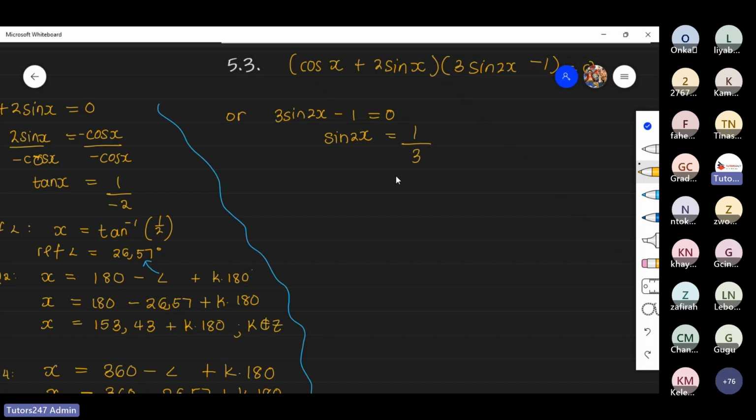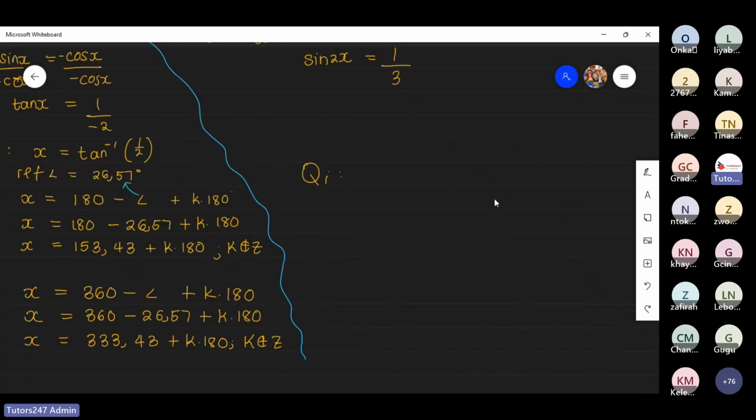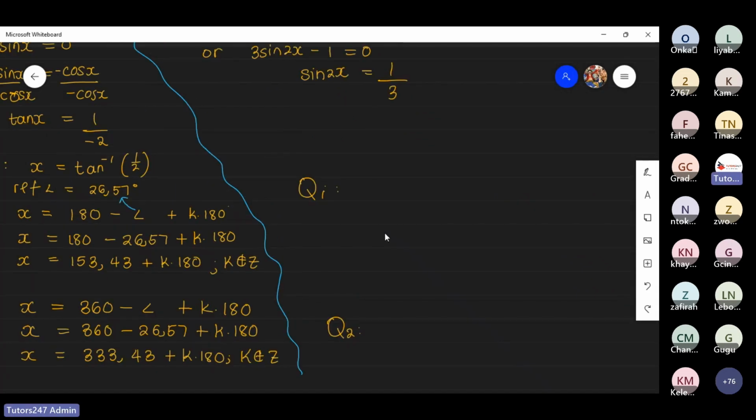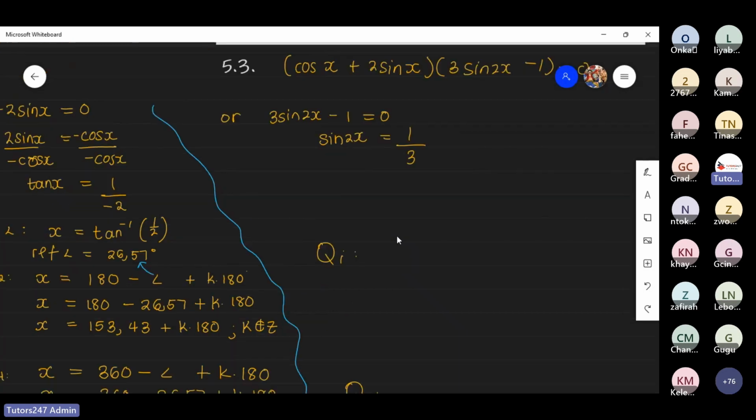So we now need to ask ourselves, in which quadrants is sine positive? And that is quadrant 1 and quadrant 2, which means our answers are going to be in quadrant 1 and quadrant 2. Let's leave a bit of space because we're going to end up dividing by 2, because we have 2x. So now that we've identified which quadrants our answers are going to be in, let us try to obtain our reference angle.